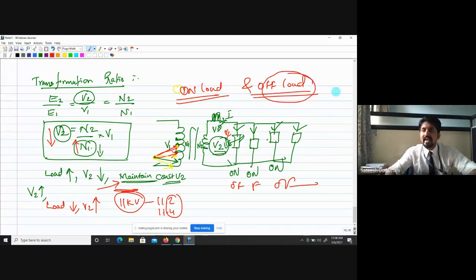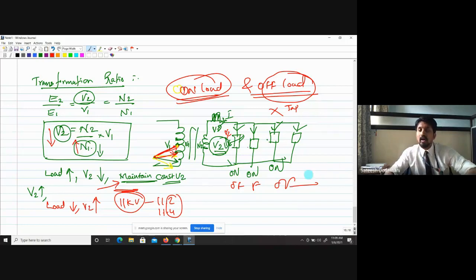Off load indicates directly that you have to turn off or switch off this transformer, then you change the tappings. But how many times are you going to turn off and switch the tappings? It is difficult, so basically we don't use the off load tap changing transformer. We use the on-load tap changing transformer, that means automatically, based on the load as it is changing, the tapping levels change.